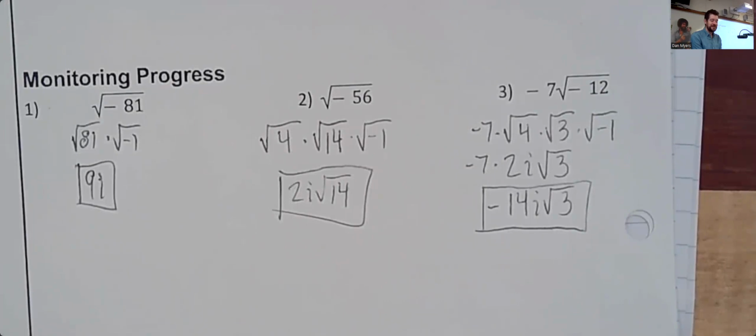All right, go ahead and take a look. So number one, 9i. Number two, 2i root 14. And number three is negative 14i root 3.